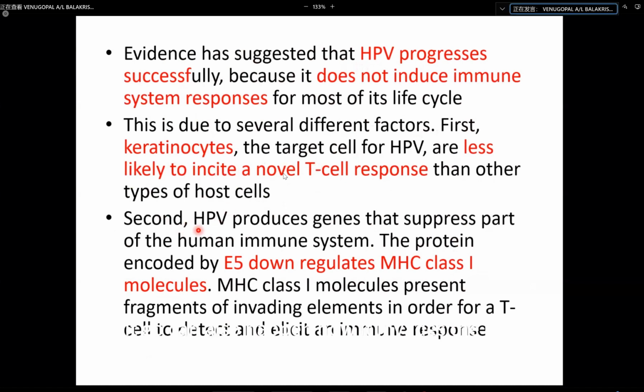Secondly, this is how it can also evade the immune system. HPV produces genes that suppress part of the immune system. The protein encoded by E5 downregulates MHC class 1 molecules. MHC class 1 molecules present fragments of invading elements in order for a T cell to detect and elicit an immune response. But when it downregulates the MHC, the MHC cannot do that, and then there cannot be an immune response, because the cell cannot signal, oh, I'm having a problem, I got infected, please come and kill me. It cannot do that because E5 downregulates the MHC class 1 molecules.